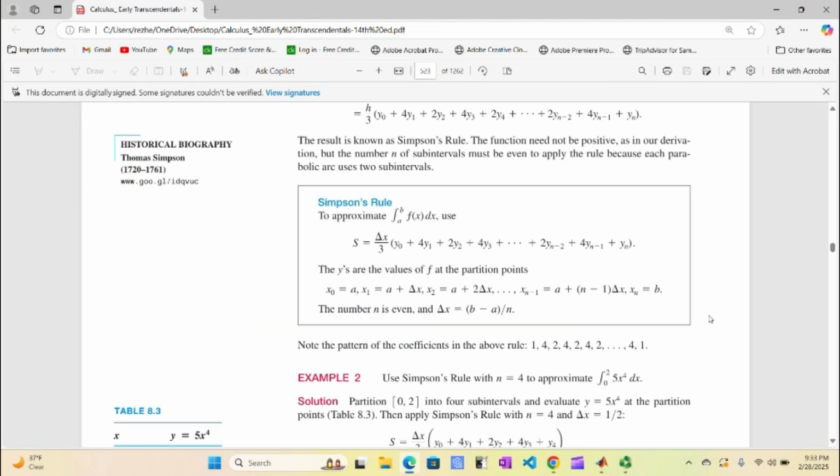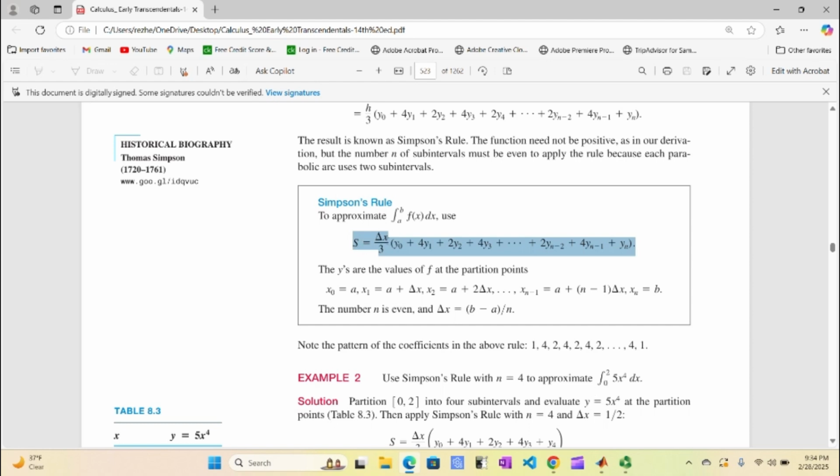Hi, in this video we're gonna look at Simpson's rule and we're gonna create a program using MATLAB that will calculate Simpson's rule for some examples in this book. So this is my calculus book and it has Simpson's rule here, and this is the equation. It's named after this mathematician, Thomas Simpson. So this is the equation for it.